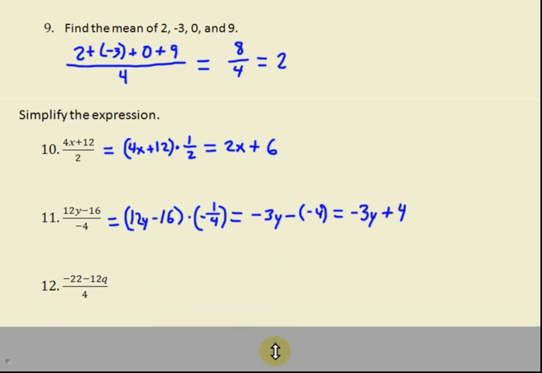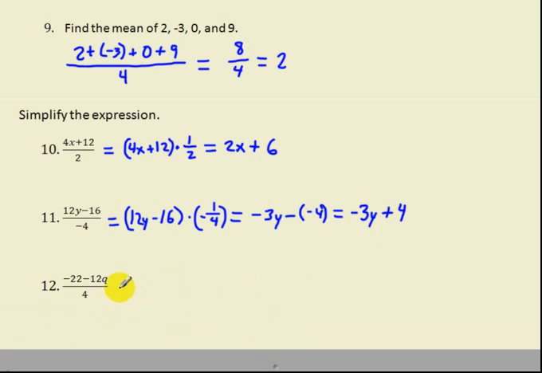Okay, number 12. So notice here, 4 goes into 12. It does not go into 22. So we will get a fractional part here. So this is equal to negative 22 minus 12q. We're going to take that in parentheses times positive 4 inverted will give us 1/4.